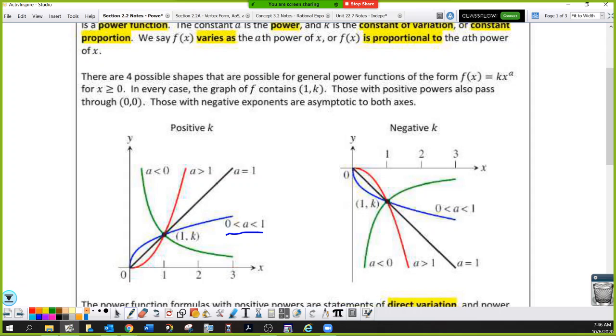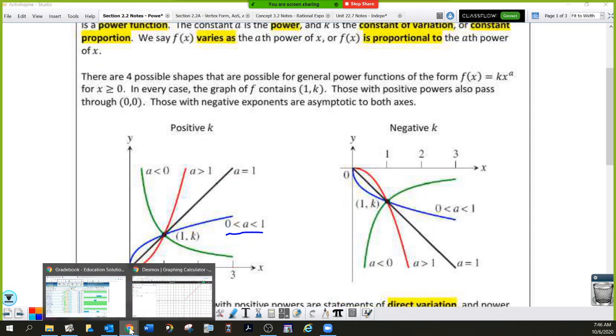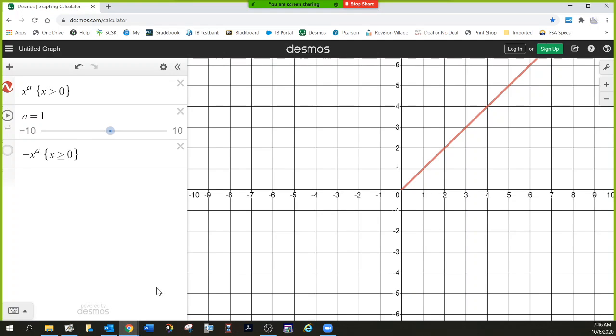So rather than just show you this image, I figured it'd be kind of powerful and good notes for you to see it changing. So I got Dr. Desmos fired up for us. And I have x to the a. Notice I don't have a constant of variation. Right now my constant of variation, k, is 1. I mean, I could type a 1 here if I wanted to, but it's not going to change anything, right? So right now the constant of variation is 1.